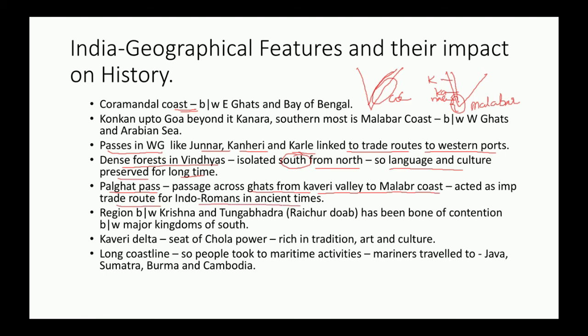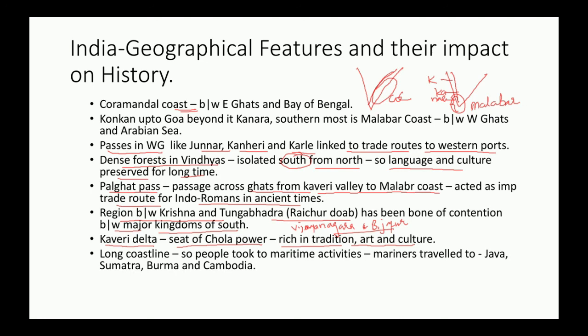Then we have another important region, the Raichur Doab. This is a region between the two rivers, Krishna and Tungabhadra. This has been the bone of contention between major kingdoms of South India. We all know that the Vijayanagara Empire and Bijapur kingdoms fought for this region. Then we have the Kaveri Delta. It is the seat of Chola power and is rich in tradition, art, and culture.